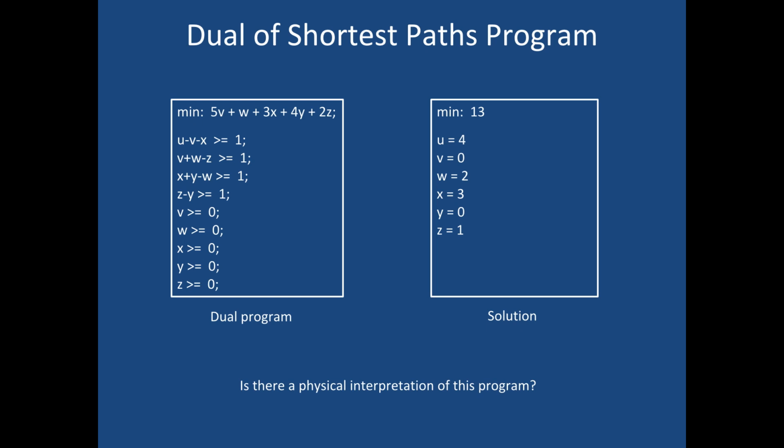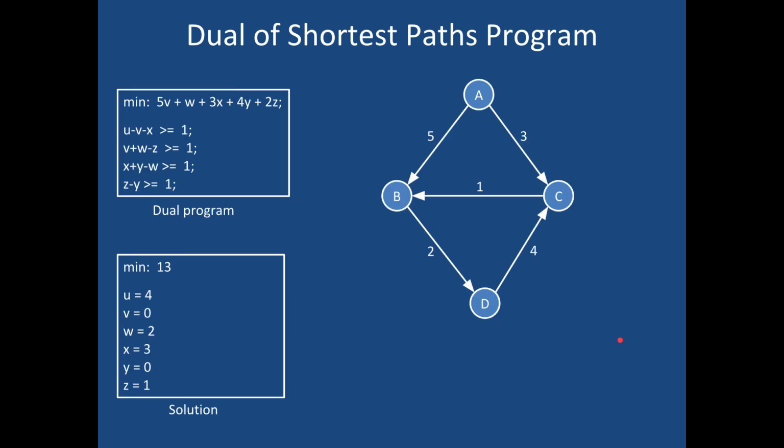So in the dual, we can interpret the answer as saying, well, what we got out was the values of the variables, which were the distance from A to the corresponding vertex. What do the values of these variables mean in the answer? I'll draw you a picture. So there's our original graph, and there's our dual program.